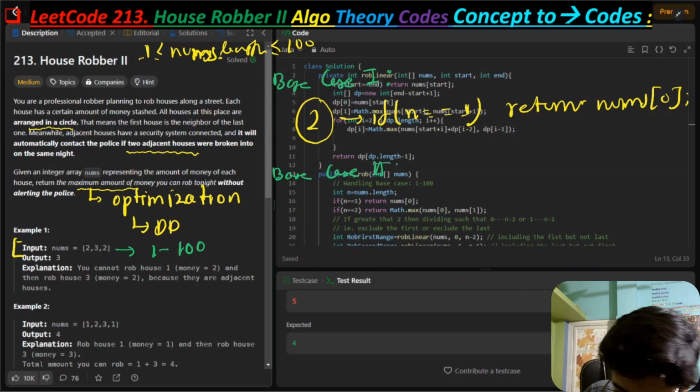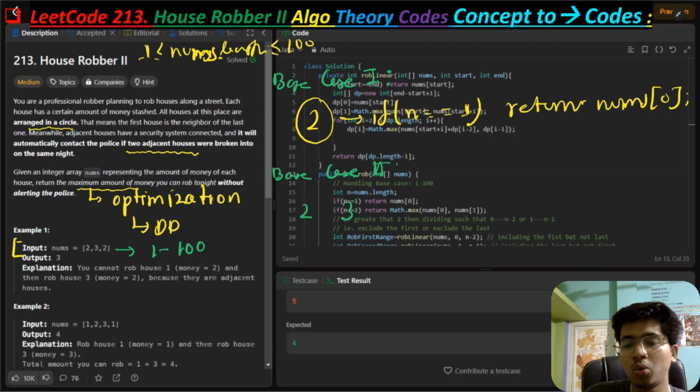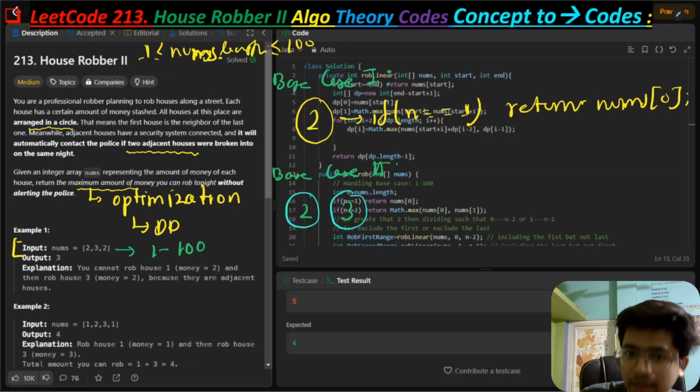Base case 2. Now let's try to understand when there are two elements, like 2, 3. So we are taking the first two, 2 and 3. What is told in the question is that among two houses, we can rob from only one, otherwise it will call the police. So we have to rob from only one house, and we will be picking the maximum because we have to maximize our profit.